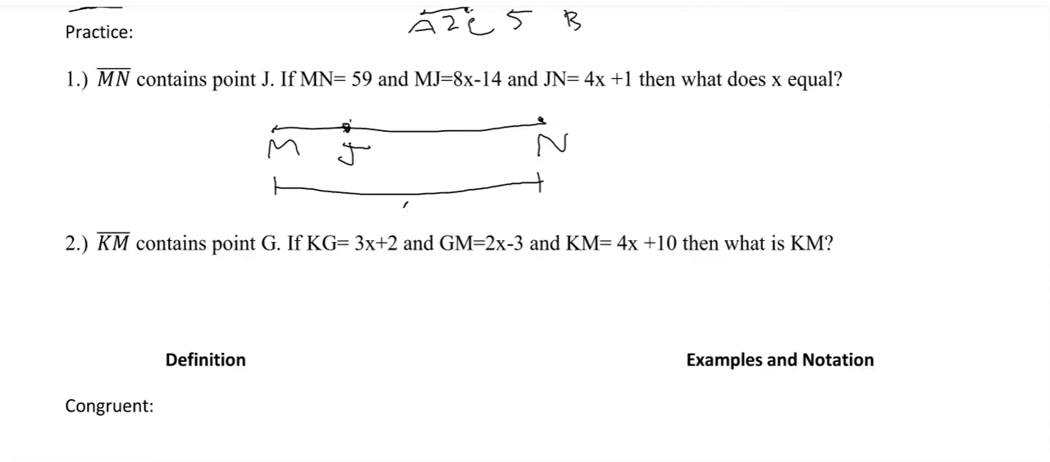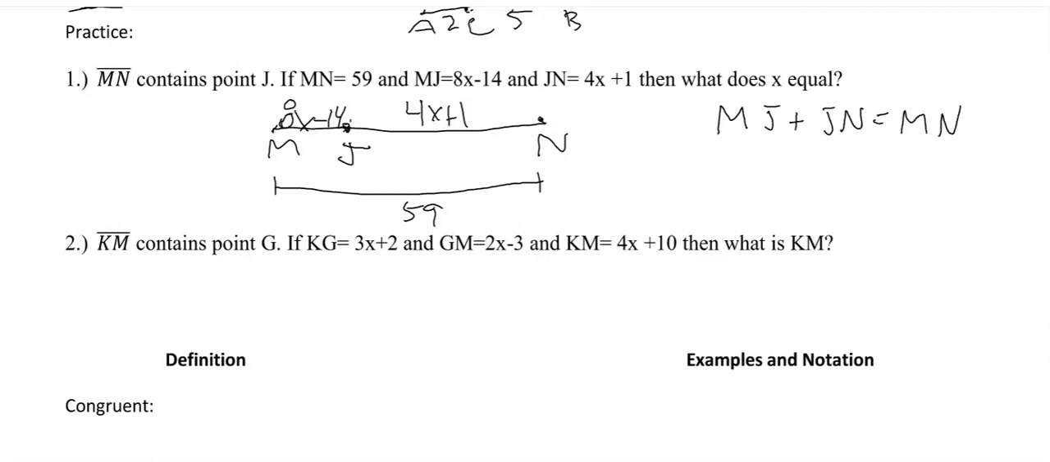MN equals 59. Great. And then it says MJ is 8x minus 14. Sorry, that doesn't look very good. And then over here, it says JN is 4x plus 1. So how are we going to do this problem using the postulate we just learned? Well, we learned that a part plus a part equals the whole. So if I wanted to write this out, we know that MJ plus JN equals MN.